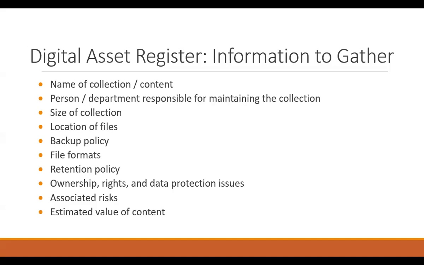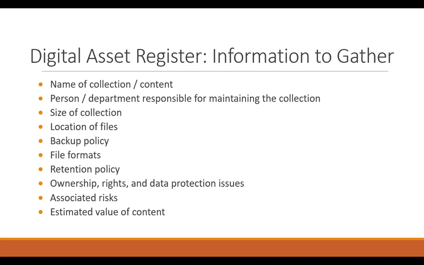You want to make a note of your backup policy for the collection or the content, the file formats that are maintained, and any retention policies that you have a record of. This could include information that's in a collection management policy for accessioned materials, or records retention policies for institutional archives. And if you have materials that have no retention schedules, you can make a note of that as well. You want to consider the ownership rights and any data protection issues. So if you know who owns the copyright, you should record this. And if that's unknown, that's also something to make a note of.